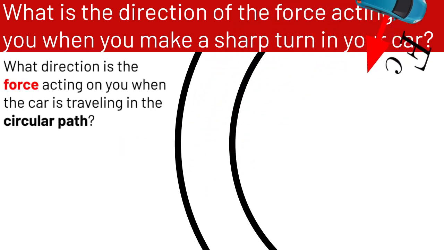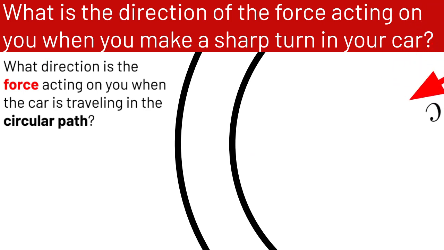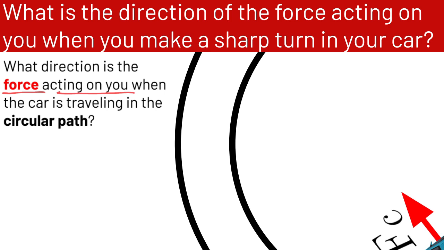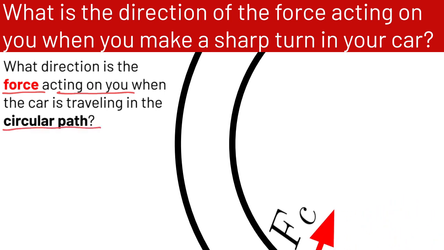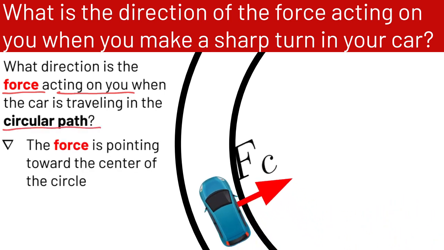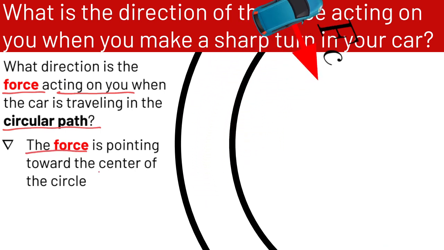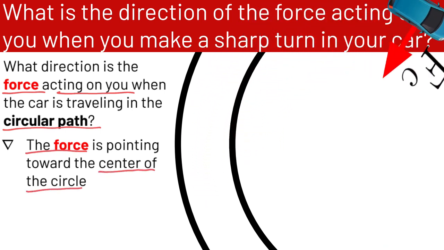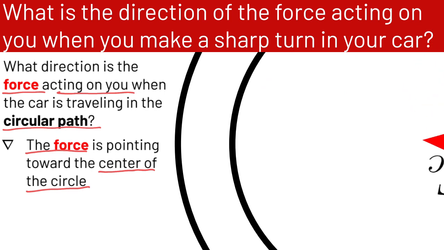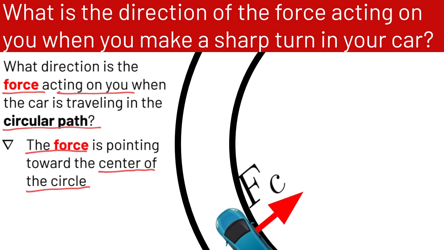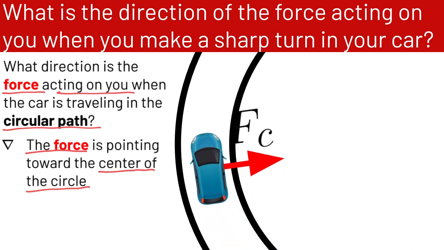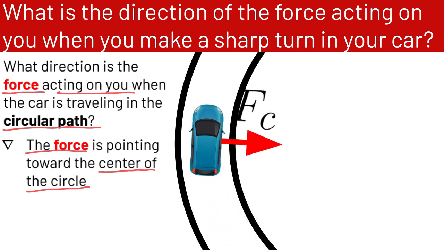So the further question can be asked, what direction is the force acting on you when the car is traveling in the circular path? The force is pointing toward the center of the circle because it's the centripetal force rather than some other force. So the centripetal force is pointing into the center of the circle, and that's the force that's acting on you.